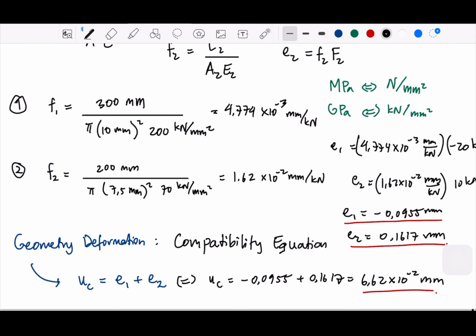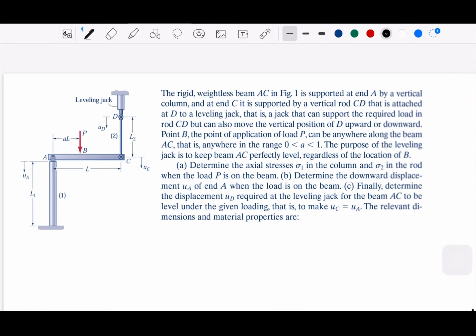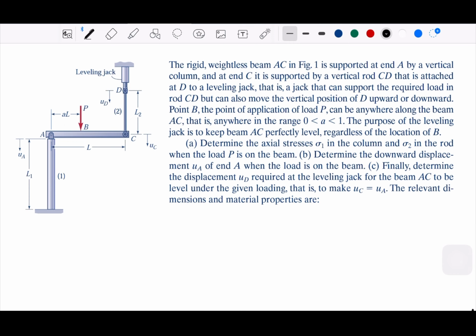Okay, maybe one more example to see. We have this. There's a lot of words, but I think the important thing is just to look at the pictures here. So it says a weightless beam AC. It's not given a weight, so, as the information mentioned, it's weightless. This beam AC is supported at end A by a vertical column, and at end C, supported by a vertical rod that is attached at B to a leveling jack. That is a jack that can support the required load in rod CD, but can also move the vertical position of B.